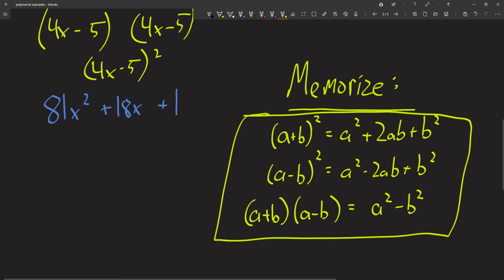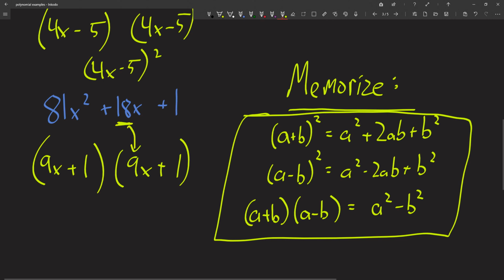Last quick example here, 81x squared and 18x and 1. Again, 1 is a perfect square. It doesn't look like it, but it is. So 81 is 9 squared, and it's an x. And 1 is 1 squared, so I know I'm dealing with something like this. And here, positive and positive means that I'm probably doing that. And I just have to check, is this number 18 double that number? Yep. So this works out. So this is 9x plus 1 squared.